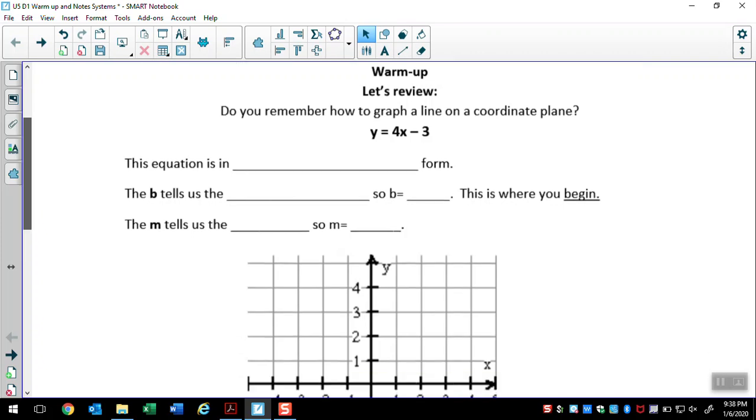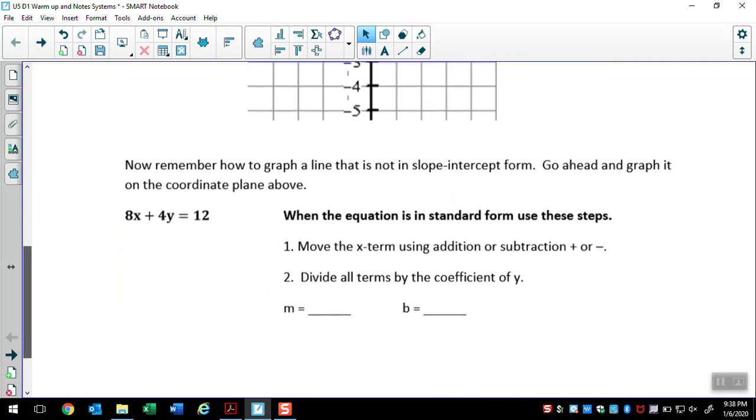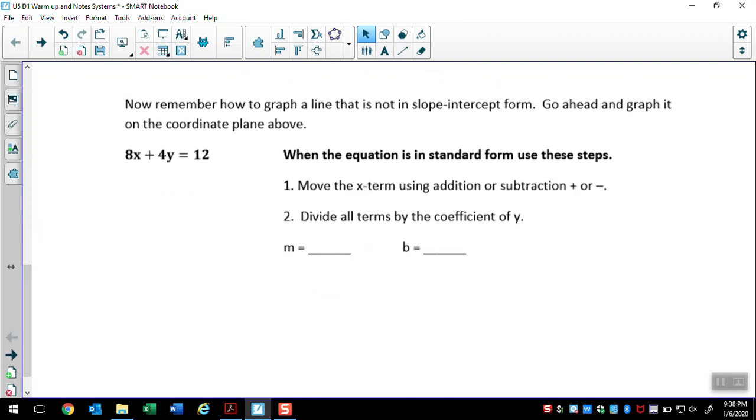Okay, now let's come down here and see what happens when we graph it. So remember how to graph a line that's not in slope-intercept form. We're going to go ahead and graph it on the coordinate plane above. Now this equation here is in standard form. My x and y are together on the left side and then the constant on the right side.